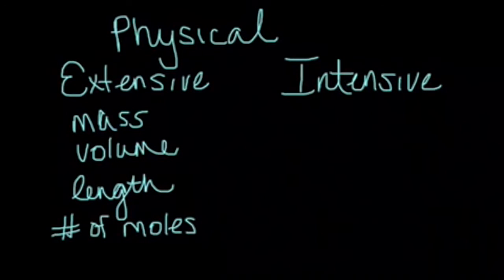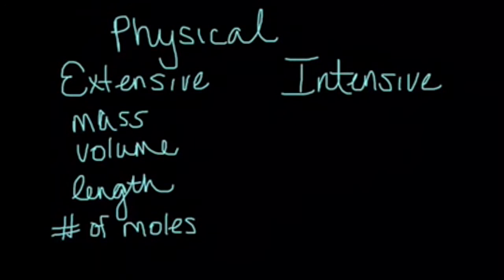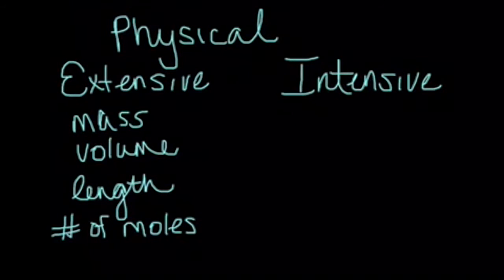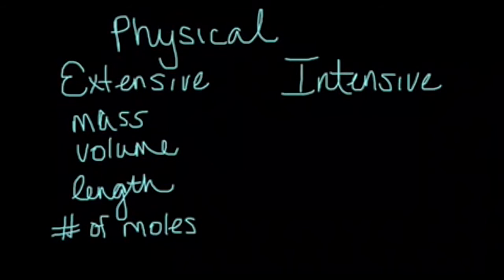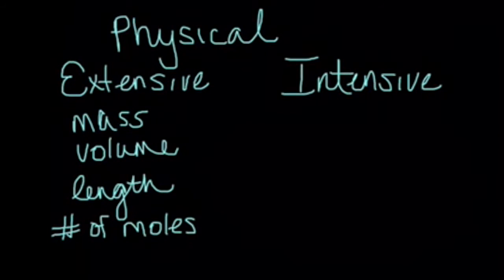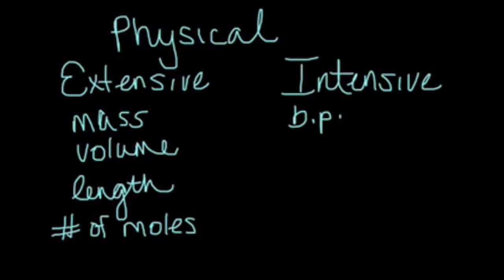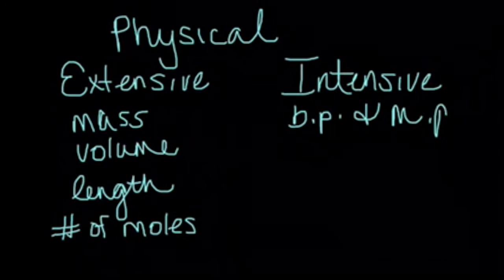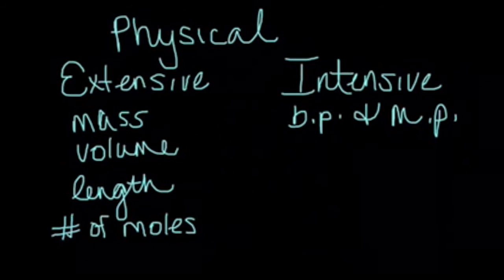Intensive properties are going to be independent of the amount of material present. So we don't need to know how much is there to be able to find these different properties. So that's going to be properties like your melting point and your boiling point. So BP for boiling point, MP for melting point.